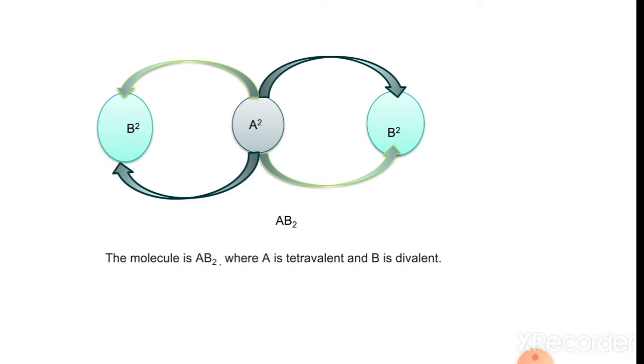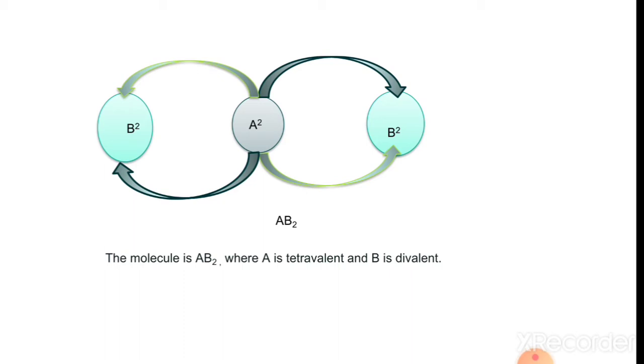There are some exceptions like H2O2, that is hydrogen peroxide, in which the subscript numbers are not divided by a common factor. You will understand the reason for this in a higher class, but here we need the formula of AB2. Here A is tetravalent, that means it has 4 valence electrons in the outermost shell and requires 4 additional electrons to complete the octet.